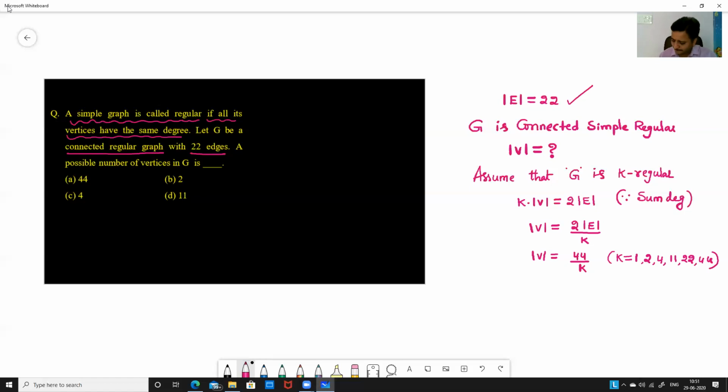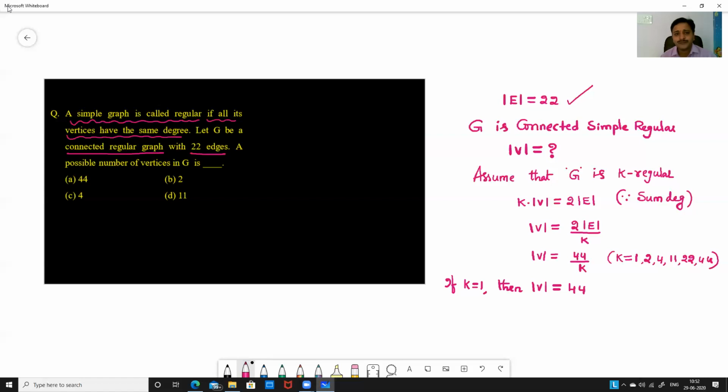Now we want to eliminate some values. Suppose K equals 1, then what about V? The total number of vertices is 44. But is it possible to have 44 vertices? Let me write that point. Suppose K equals 1, then the cardinality of V is 44 by 1, which equals 44. It is not possible to have 44 vertices.